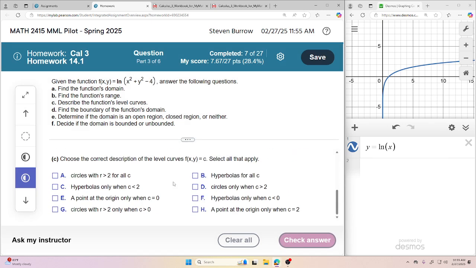Going back to this guy. So level curves. I hate these. I don't like how they're like words. But again, we're looking at the inside. Greater than 0. What's the shape of this inside thing? It's an ellipse.